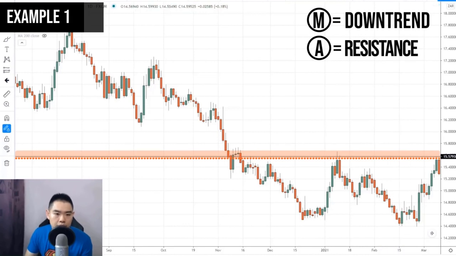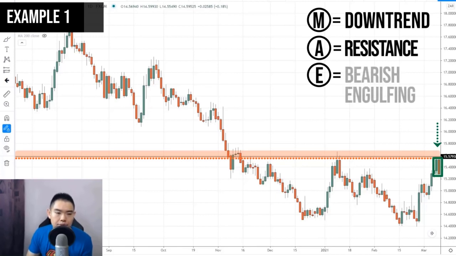So do we have a valid entry trigger? Remember the candlestick module that we just covered? This over here looks like a bearish engulfing pattern. All right, so let's put it, bearish engulfing pattern.